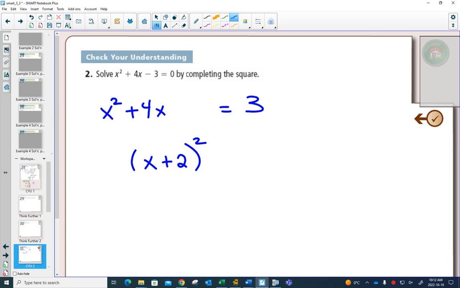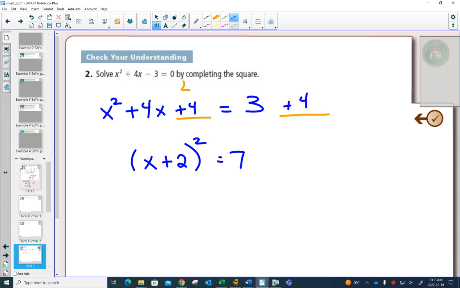Right? And if you had x plus 2 squared and you multiplied it out, what would your last term be? 2 times 2. You would need in this space a plus 4. And if I add 4 to this side, sometimes I actually put the space on both sides to remind myself, oh, I added 4 on this side, so I'm going to need to add 4 on this side. And now I have 7 on the right side.